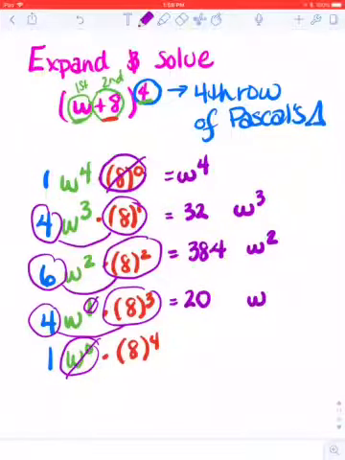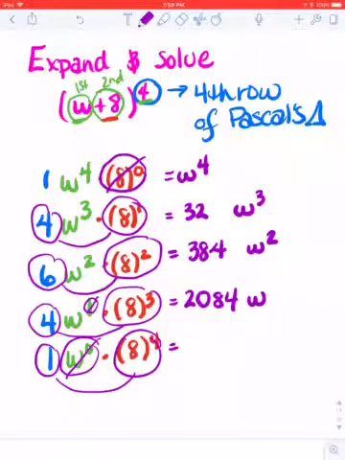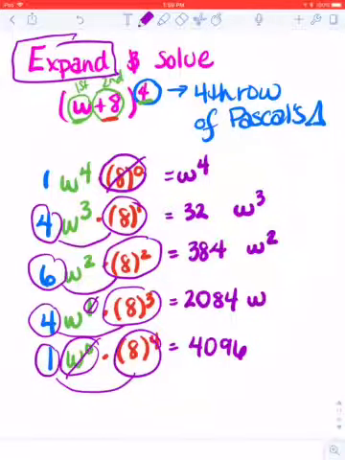which is going to give me 2,084. And on the last one, there's no exponent at all. So I'm just doing 8 to the fourth times 1, which is 4,096.